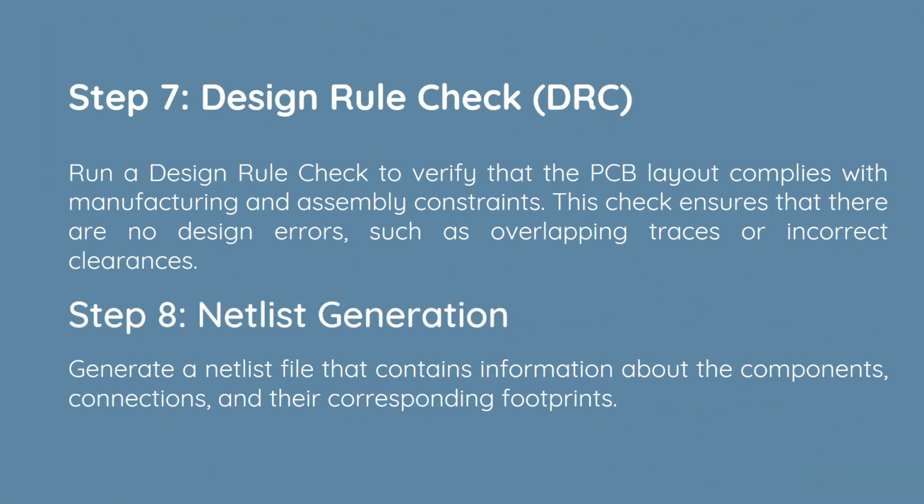Step 7. Design rule check, DRC. Run a design rule check to verify that the PCB layout complies with manufacturing and assembly constraints. This check ensures that there are no design errors, such as overlapping traces or incorrect clearances.